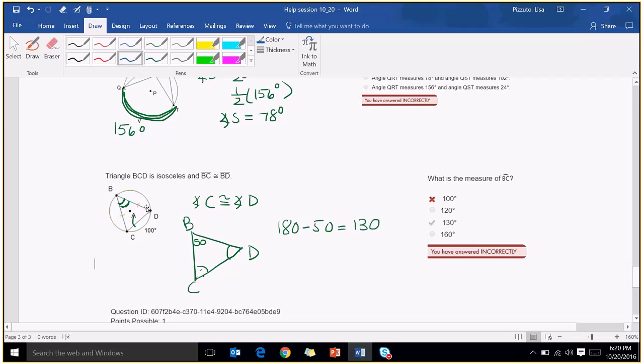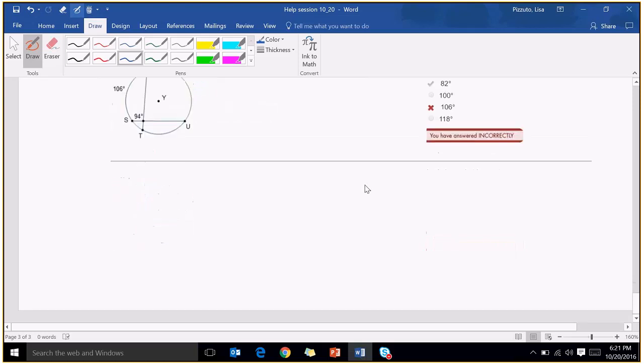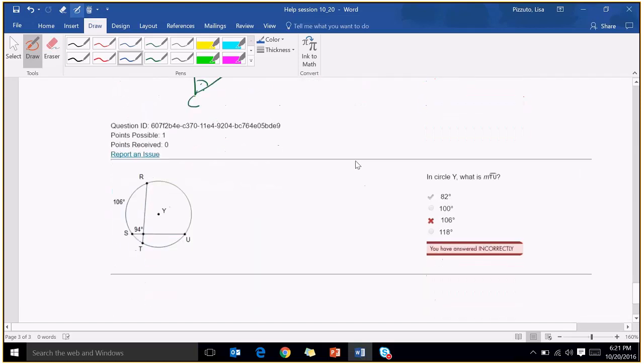So what they want to know is what is the measure of this arc here? So if this angle is 65, what is the measure of its arc? Double, so it's 130. There you go. Do you see how they all keep going back to those same four rules? Okay, this is actually the last one.